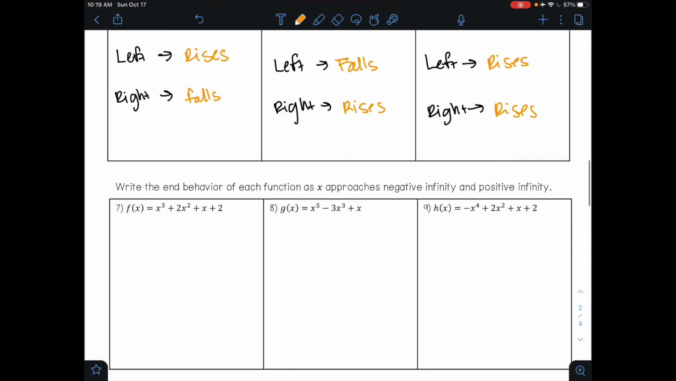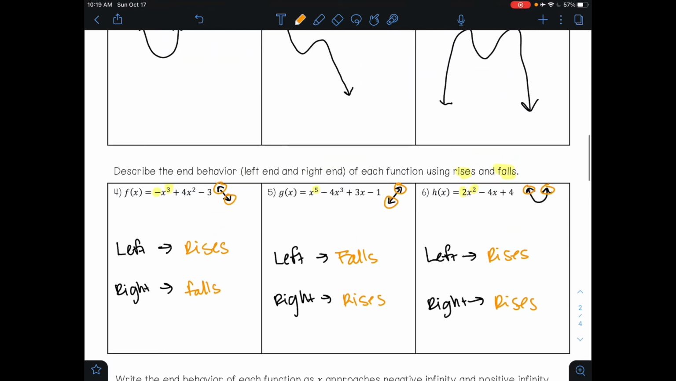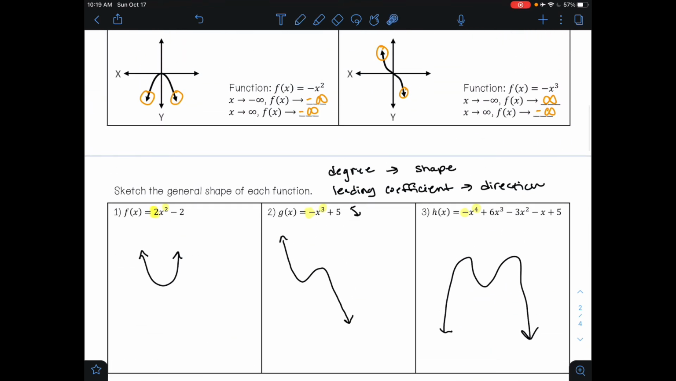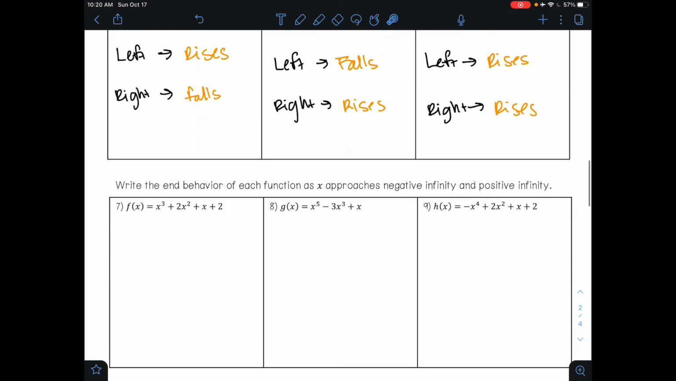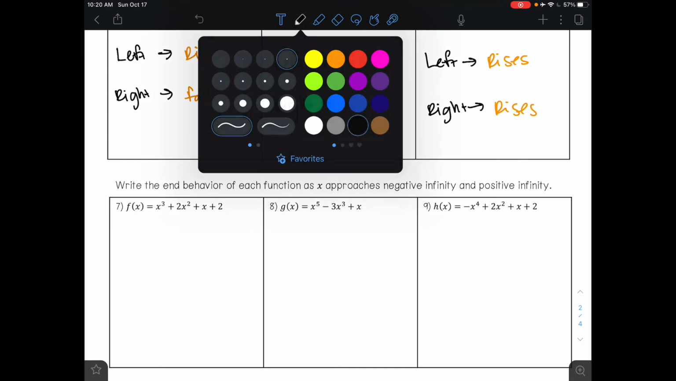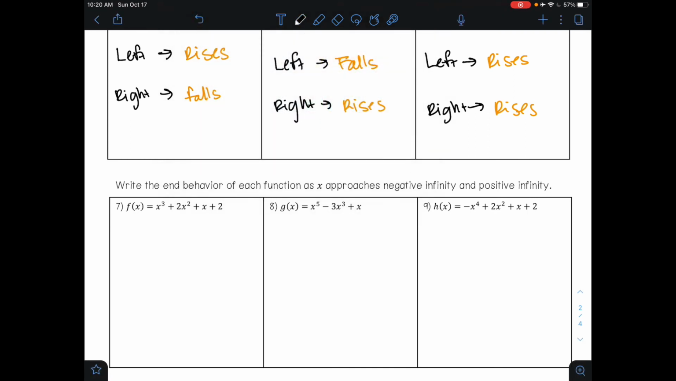And then for these last 3 problems, it says write the end behavior of each function as x approaches negative infinity and as x approaches positive infinity. So this is using the notation that we used on that first page. So my notation for all of these is going to be the same. So I'm going to go ahead and write them out for all 3.